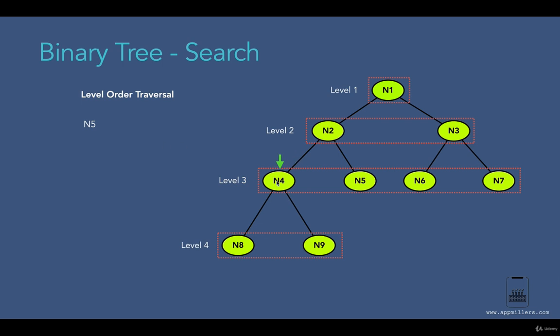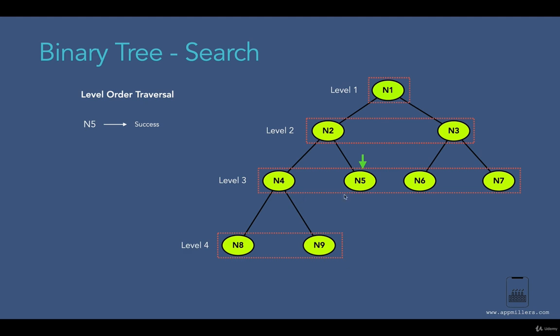In level 3, the first element is n4. We are going to check if n4 is equal to n5 or not. We see that it's not equal, so we continue to the next element. In the next element, we have n5, which is equal to the value that we are looking for. So we are going to stop over here. In this case, we are going to return a success message saying that this value exists in our binary tree. Now by using this logic, we are going to create a search method using level order traversal in practice.